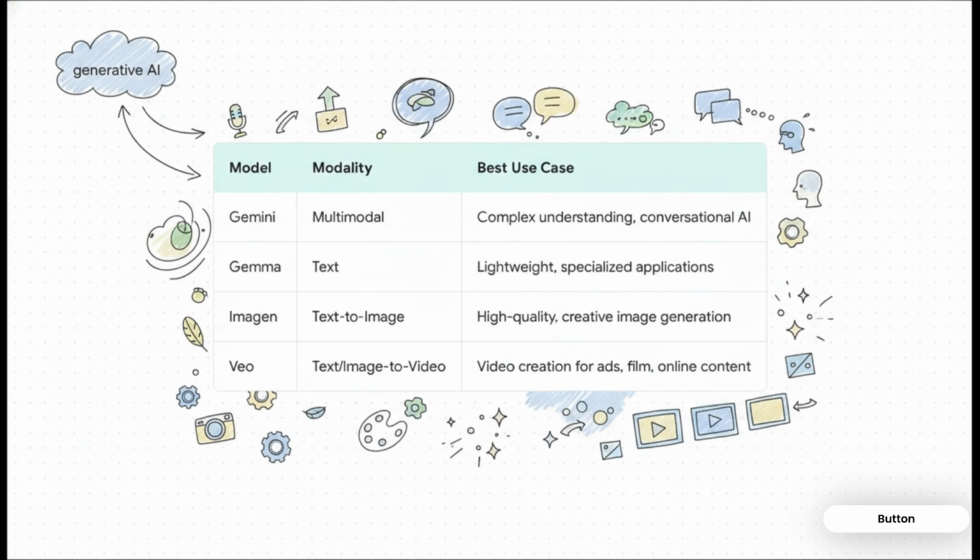And this slide right here does a brilliant job of showing just how specialized these tools can be. Take Gemini. It's built for really complex conversational stuff across all sorts of data. But then you have Gemma, which is more lightweight and perfect for a specific focused job. Need incredible images? That's Imagen's world. Creating video? You've got Veo. It's like having a whole toolbox, each tool designed for a very specific job.